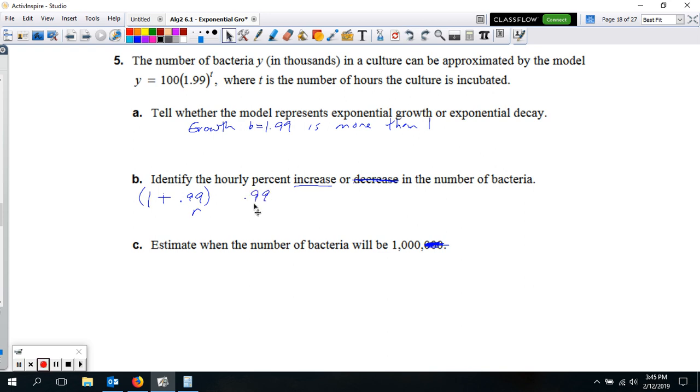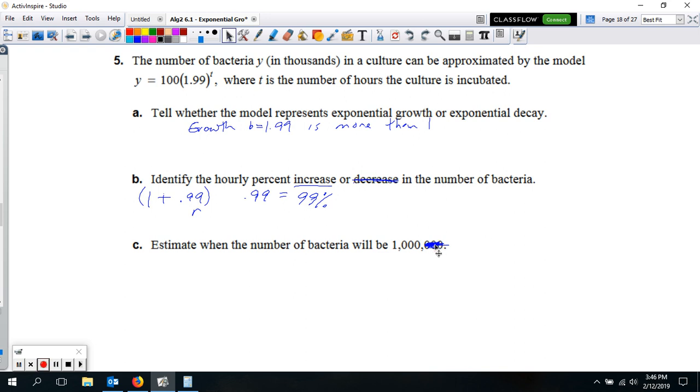And so we just look at that 0.99 part there and make that into a percentage by moving the decimal back 2 places. So that's 99%. It's a 99% increase on this one. And then for C, estimate when the number of bacteria will be 1,000. Go ahead and cross out these last 3 zeros. We're just going to look at 1,000. 1 million is a little bit big.